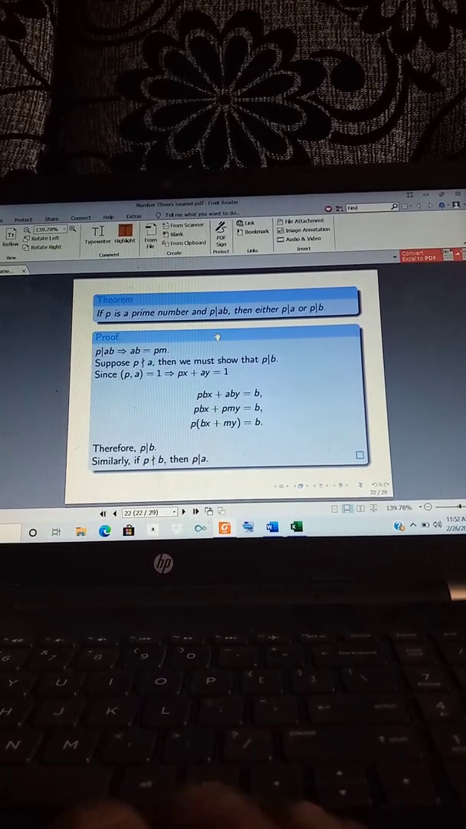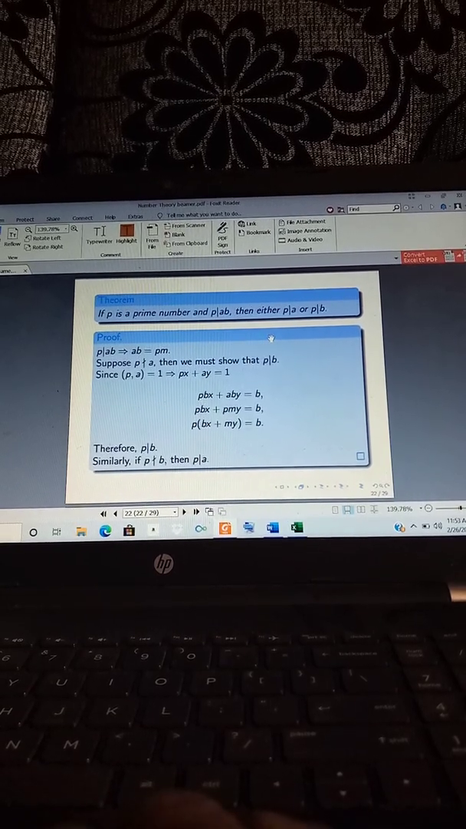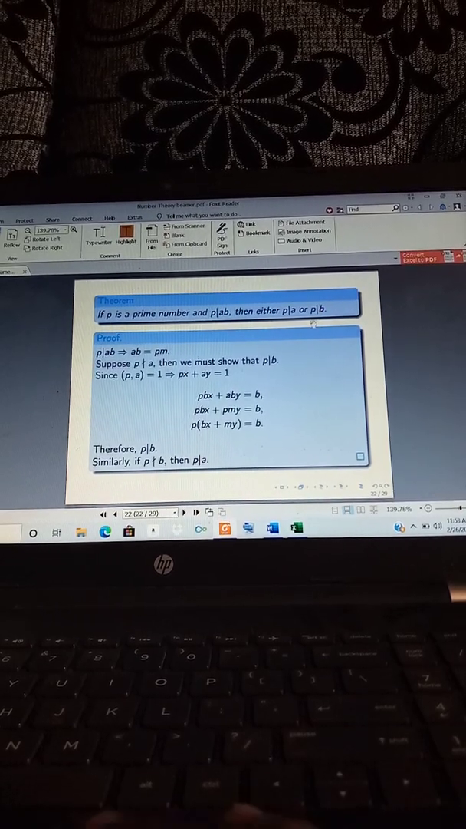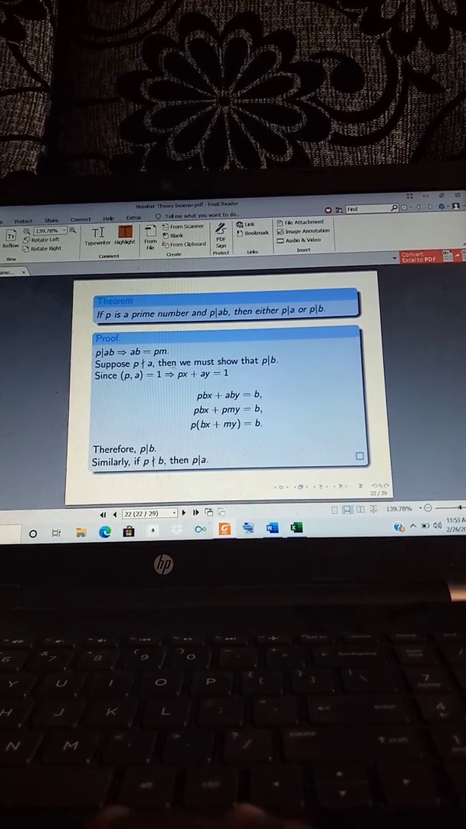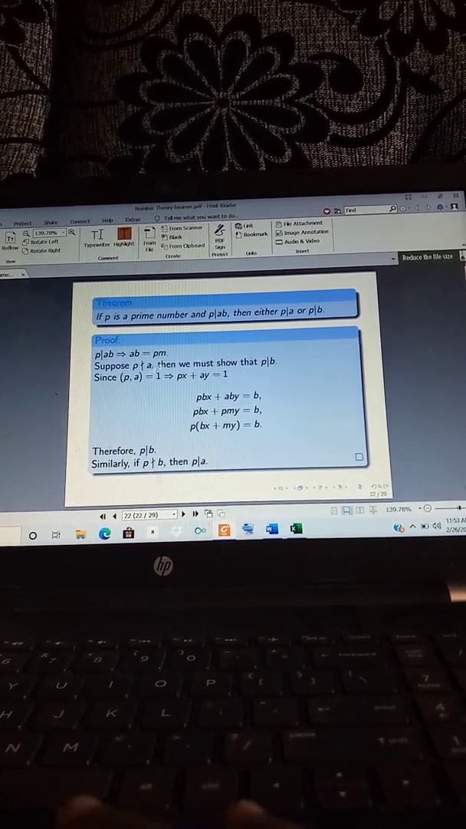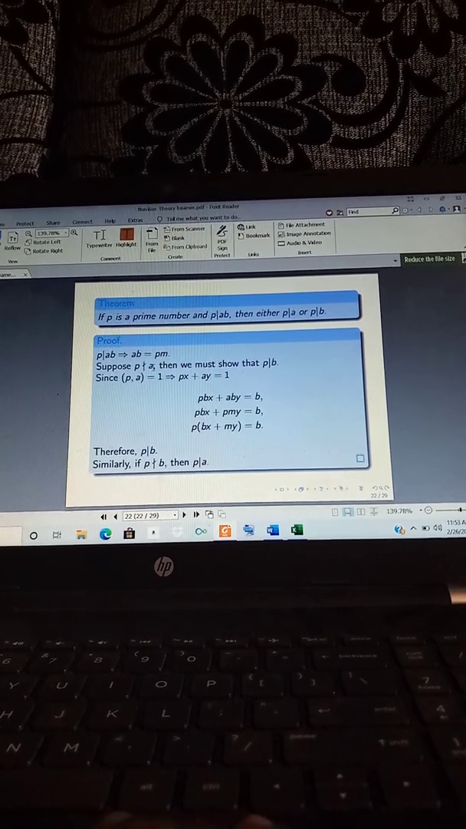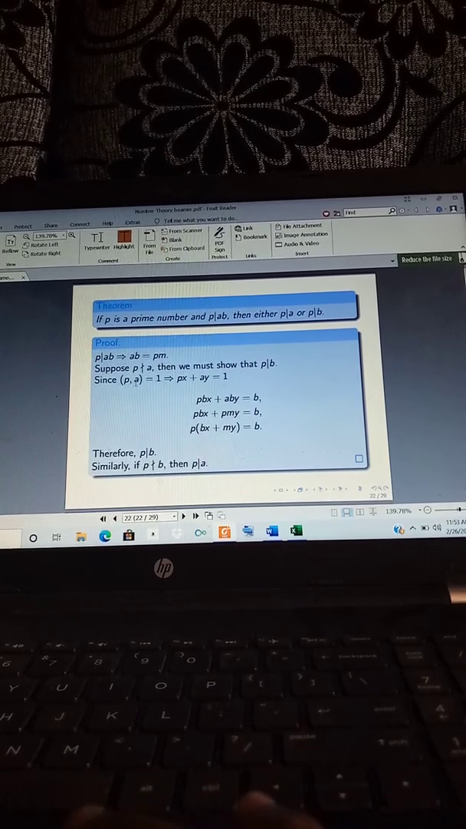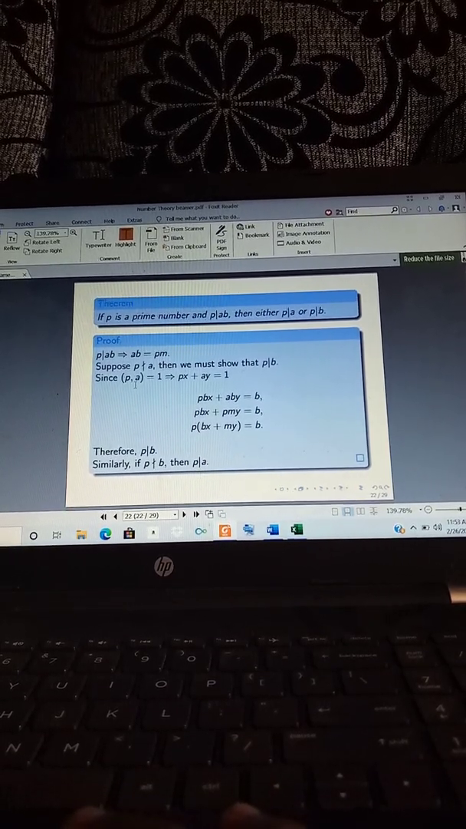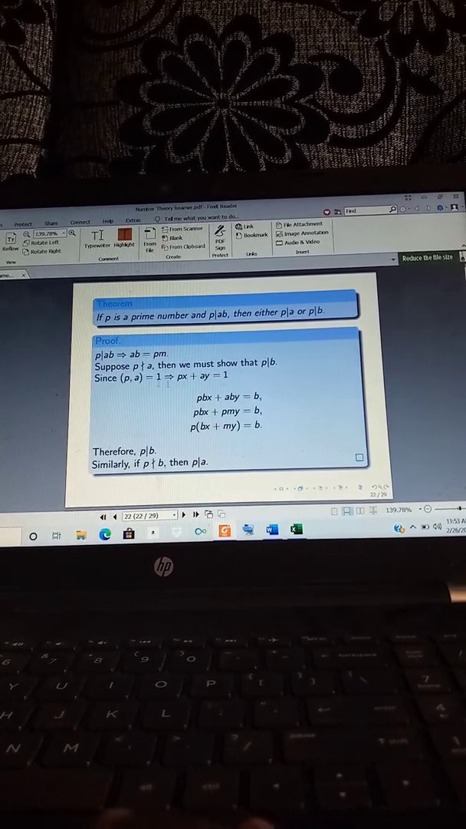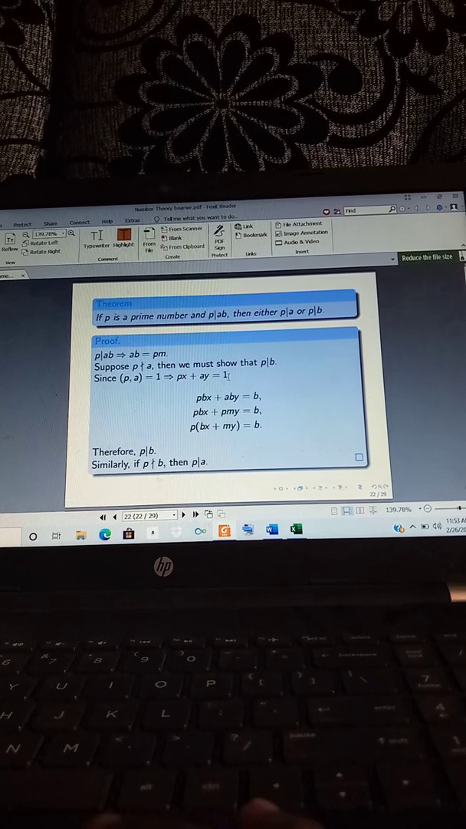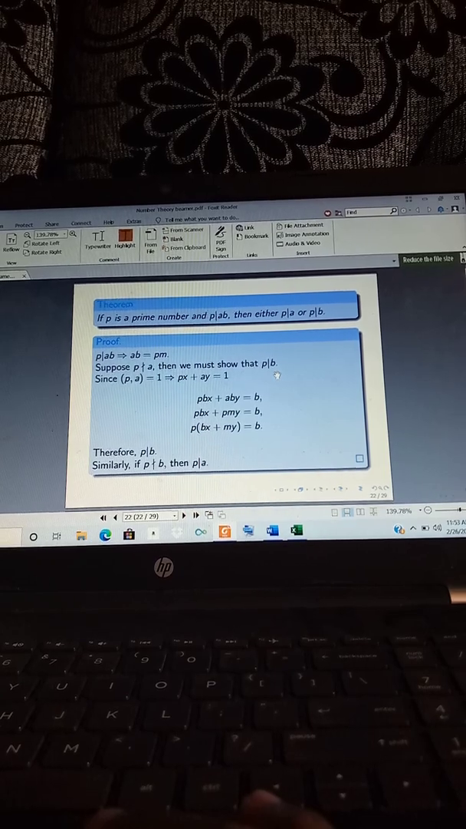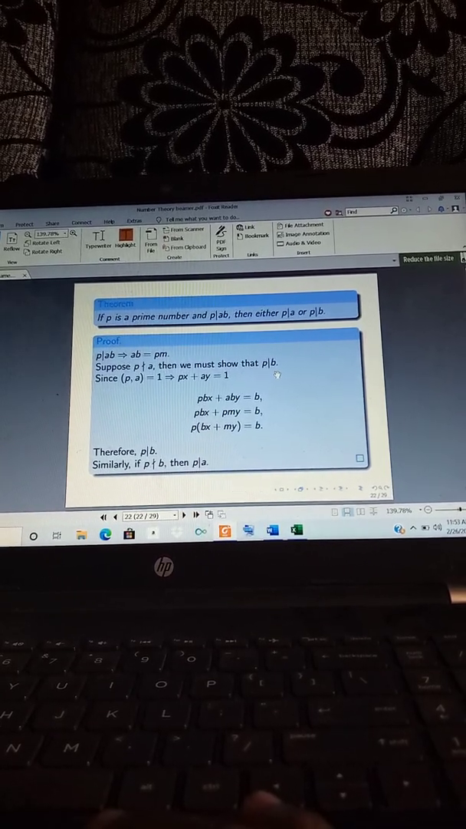So what we do is that we assume that if p does not divide a, then we show that p divides b. So suppose p does not divide a, so we must show that p divides b. If p does not divide a, that means that p and a are co-prime. So if p and a are co-prime, we can find integers x and y such that px plus ay equals 1. And we want to show that p divides b. That is, we must write b as p times an integer. So how do we do that?